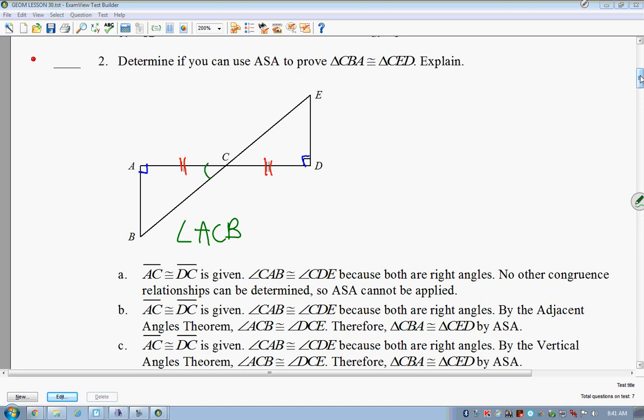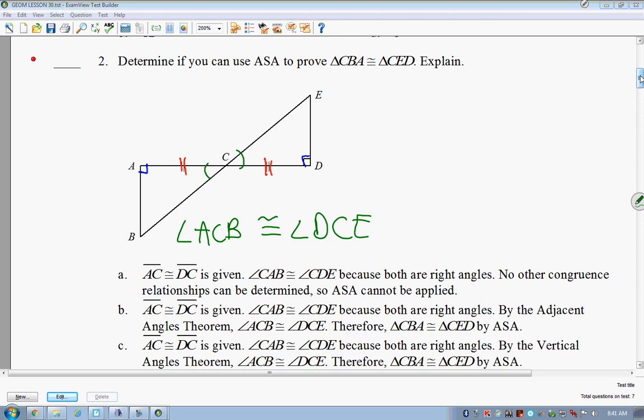Okay, what is angle ACB congruent to? DCE. Does anybody know why they are congruent? How do I know that those are congruent? Because there has to be a reason why. I don't have enough information to prove that B is congruent to E, but I do have enough information to prove that angle ACB is congruent to angle DCE.